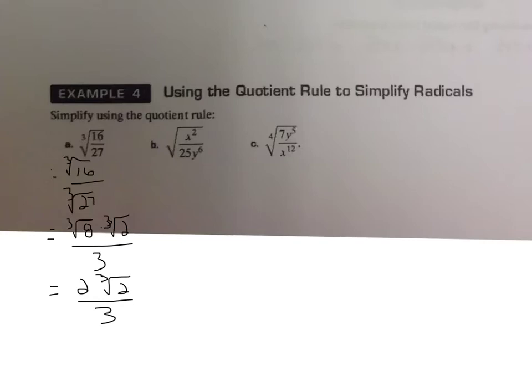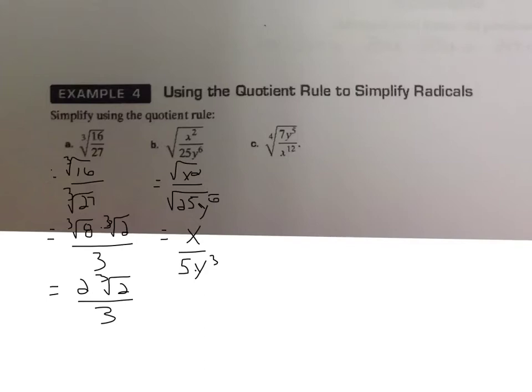On B, if we split it up into the top and bottom, we got the square root now of x squared over the square root of 25y to the 6th. We can do the square root of x squared. You divide the power by 2, you get 1, so it's just going to be an x on top. On bottom, square root of 25 is 5, and square root of y to the 6th is y to the 3rd, so 5y to the 3rd. And that's our answer.